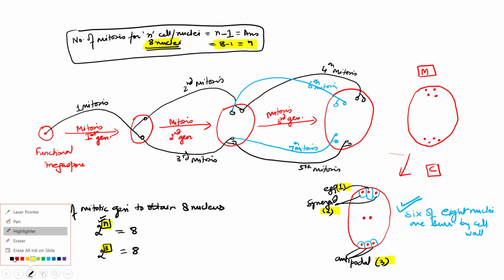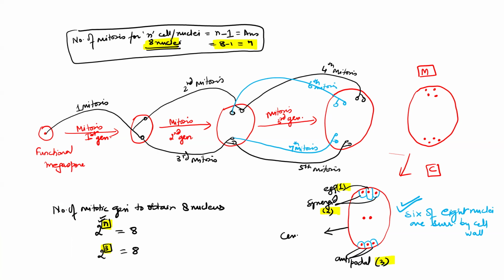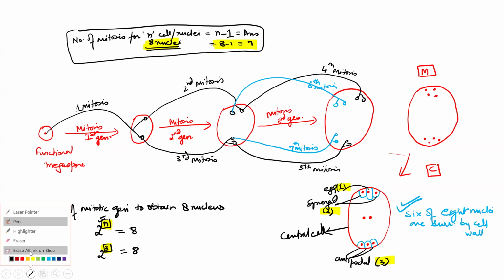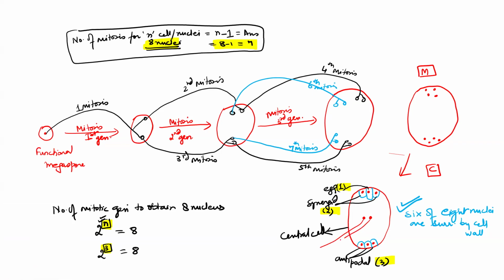But one more cell is there. That is the central cell. With these 2 nuclei, known as polar nuclei, the central cell has 2 polar nuclei.